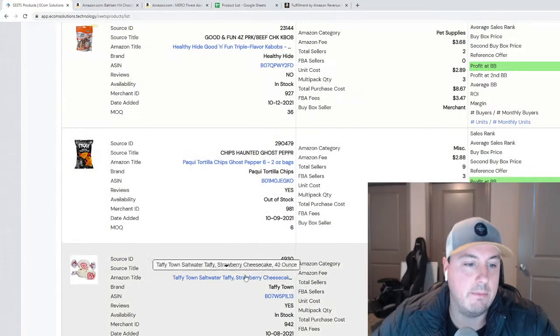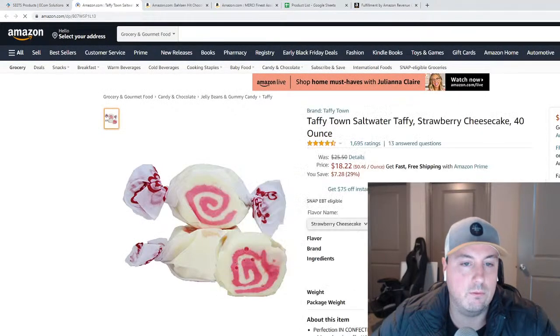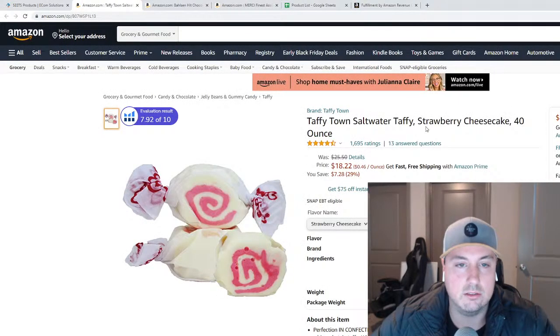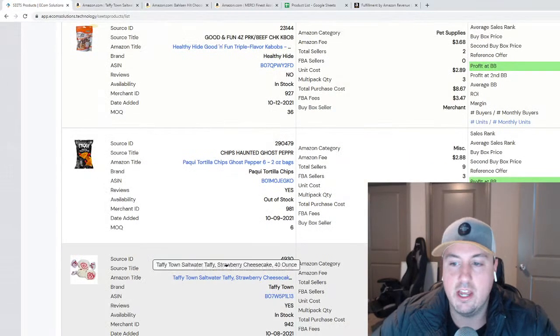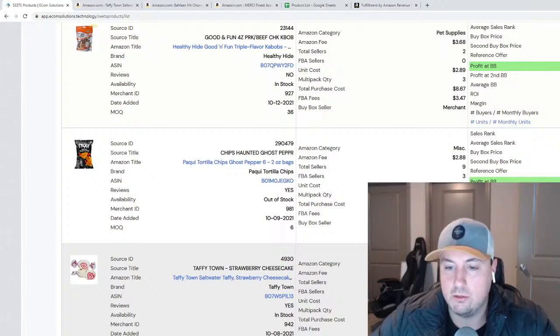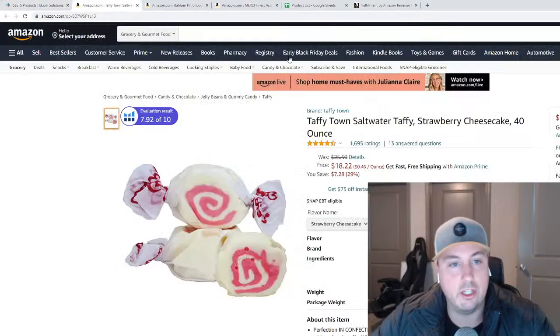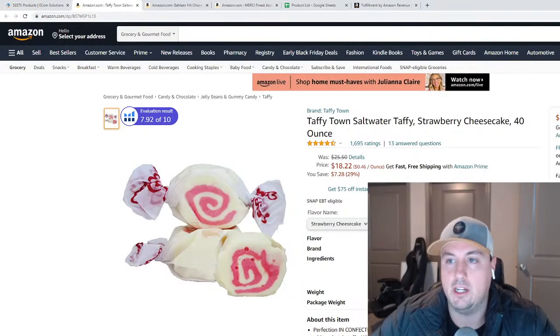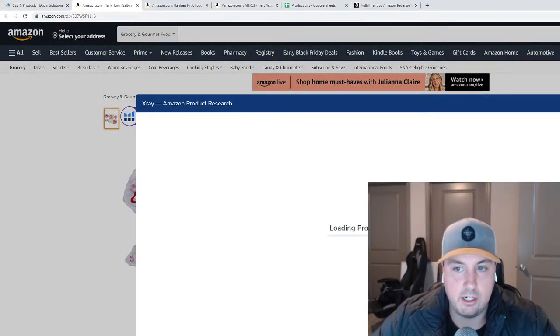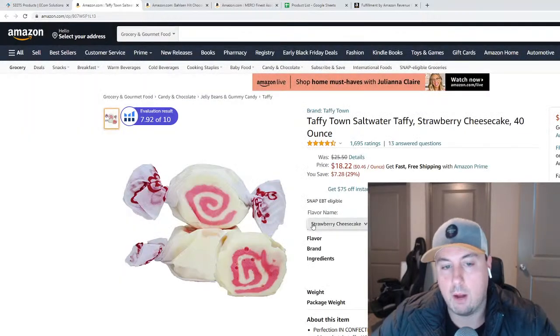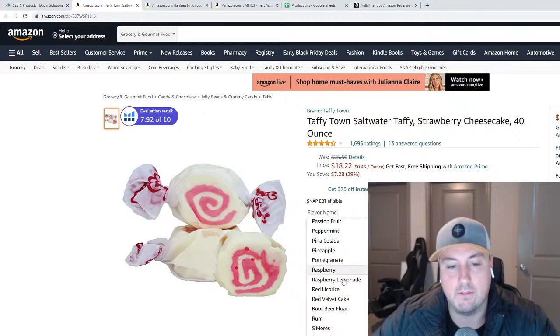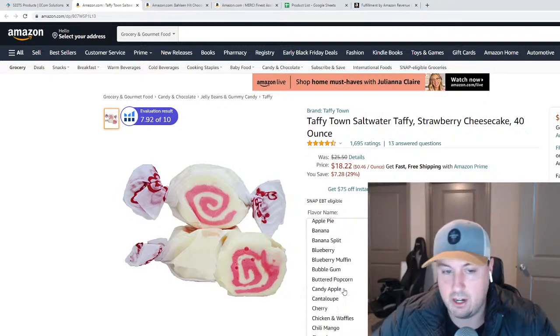This is actually okay. Let me show you a good example of how I look at variations when I'm doing product research here. So you can see this Taffy Town. It says there's an average sales rank of 10,976, which is really, really good. I'm sure it sells hundreds a month if we look at it in the Helium 10 X-ray here. All right, yeah, 652. The problem is that 652 is referring to all of these variations.